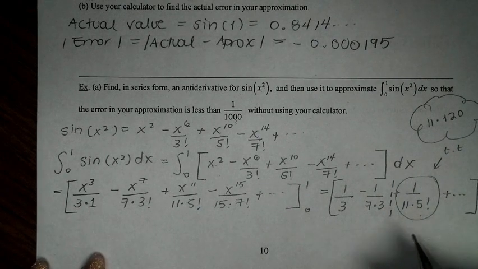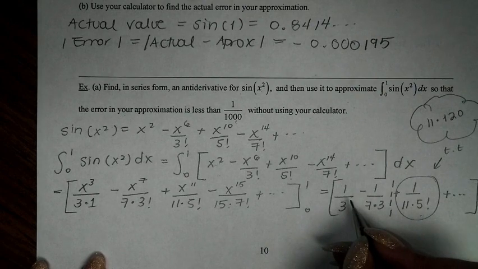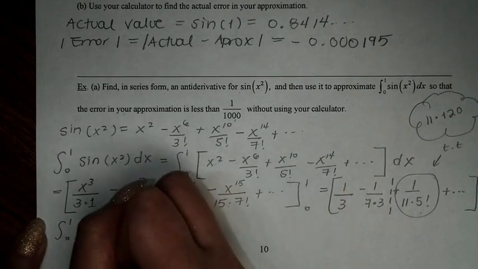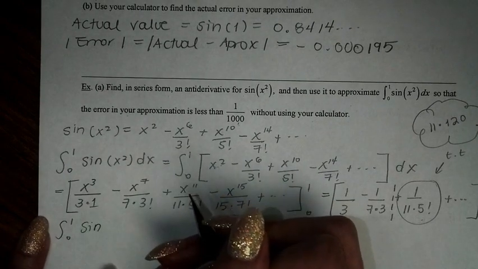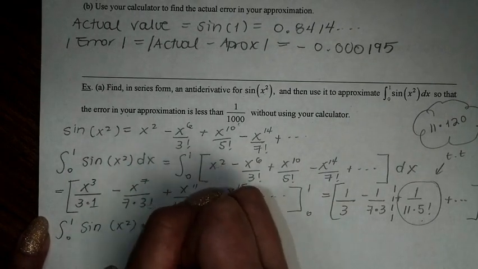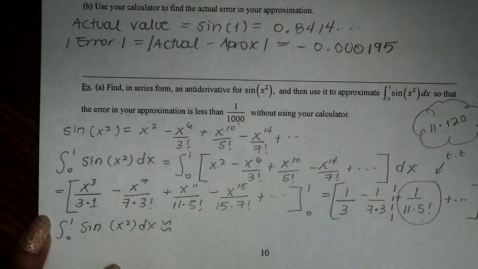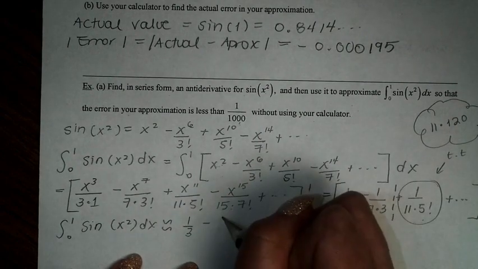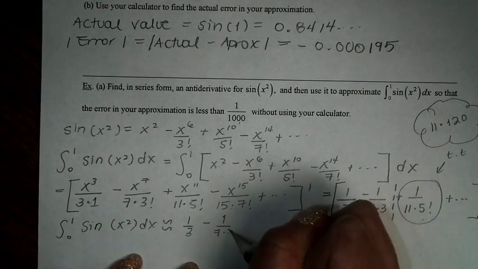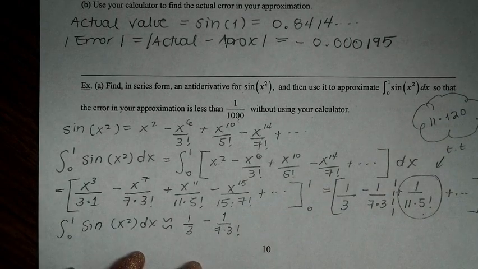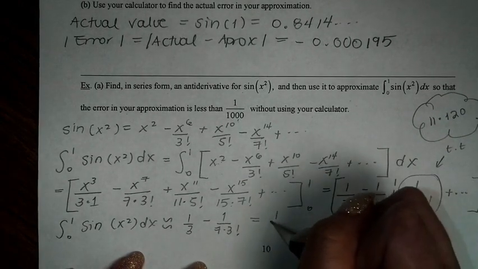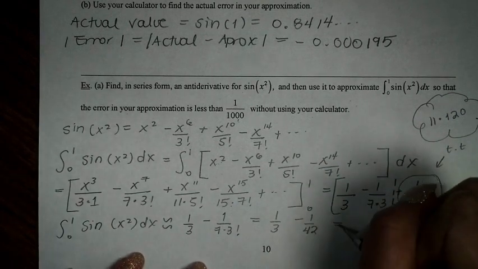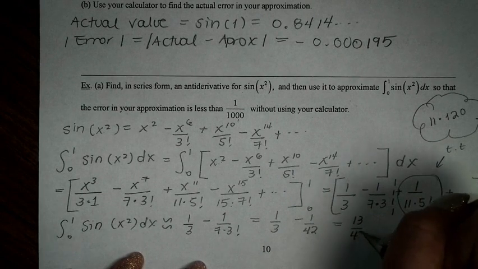So what you know is that you want how many terms in this equation? Only 2. Great. So the approximation that they are talking about, this is the approximation, that's why I put the squigglies, is going to be only 1/3 minus 1 over 7 times 3 factorial. Do you agree with that? So you can easily have 1/3 minus 1 over 42, which we can easily compute is 13 over 42. Do you agree with that?